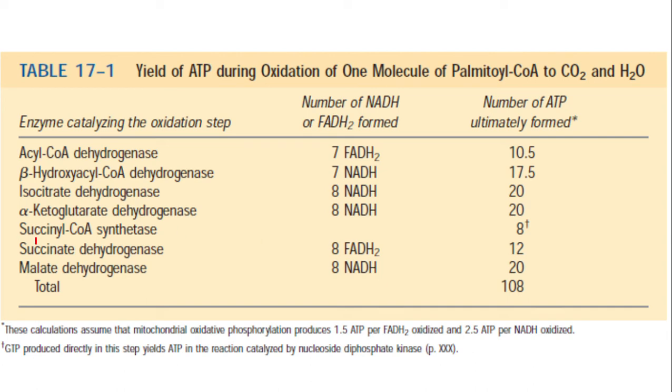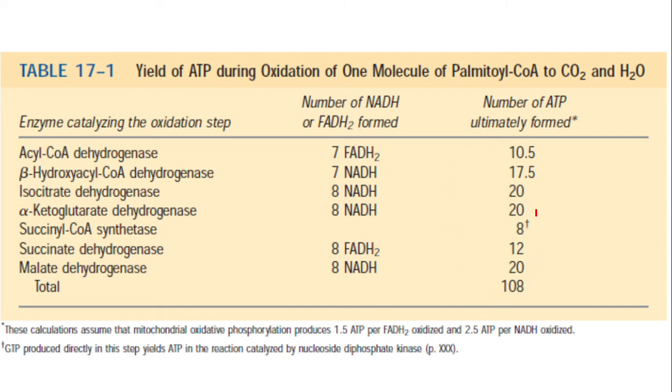There is a reaction catalyzed by succinyl CoA synthetase. It is producing ATP. Actually, what is produced is GTP, but that GTP in turn, look here, the GTP produced directly in this reaction of the citric acid cycle yields ATP, and therefore the ultimate product is ATP. We count here as ATP. Since there are 8 rounds, we say there are 8 molecules of ATP produced.